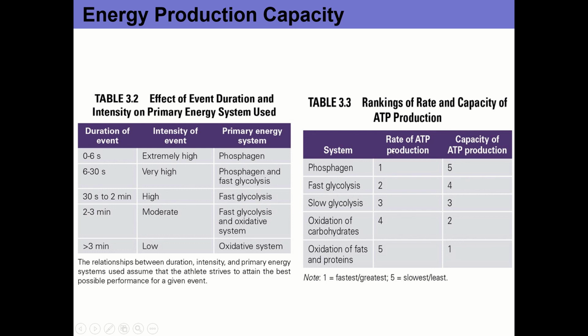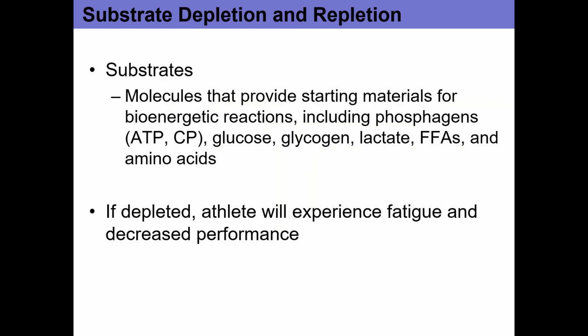And then it's kind of a weird way of depicting it, but whatever. So the phosphagen system produces ATPs really fast, but it can't produce very many of them, right? So it only produces like one to one. As opposed to fat oxidation, takes a really long time to do it, super slow, but produces just a ton of ATP, right? So that's what that table is depicting there.